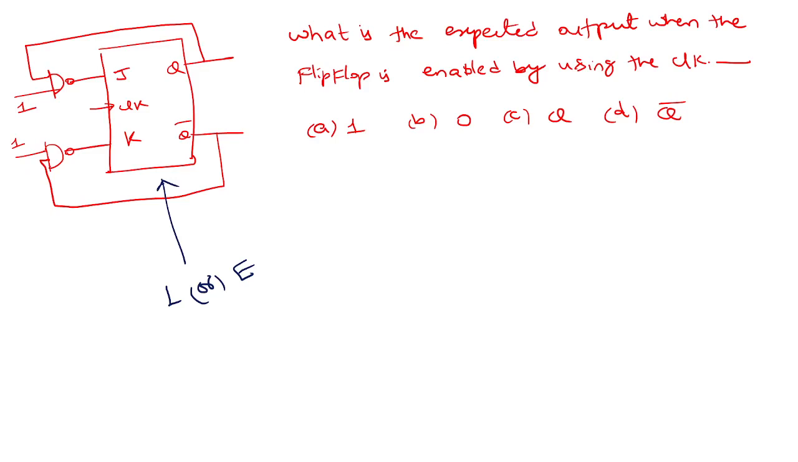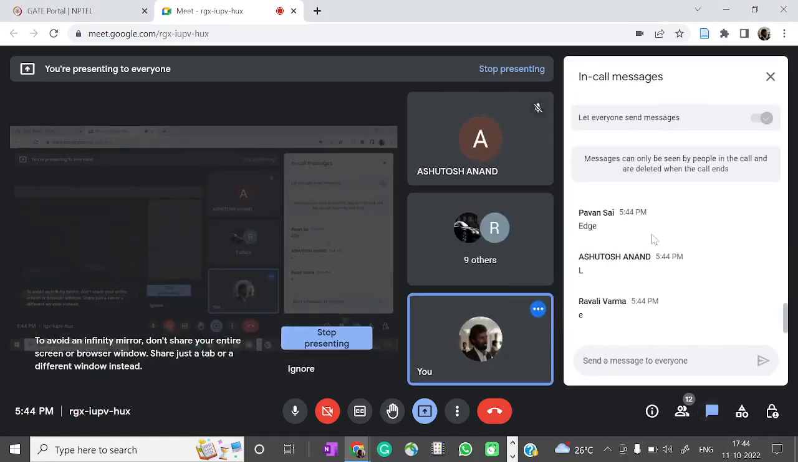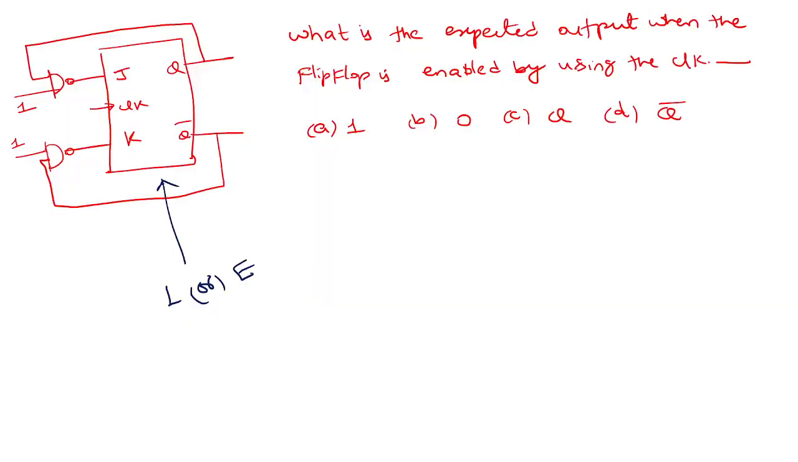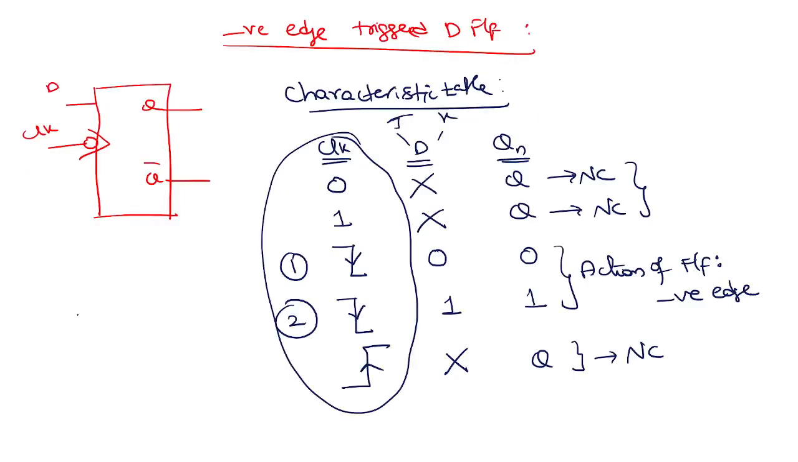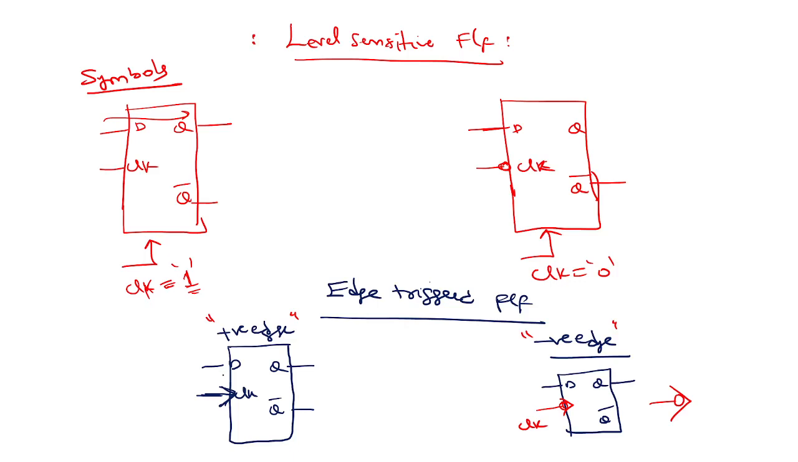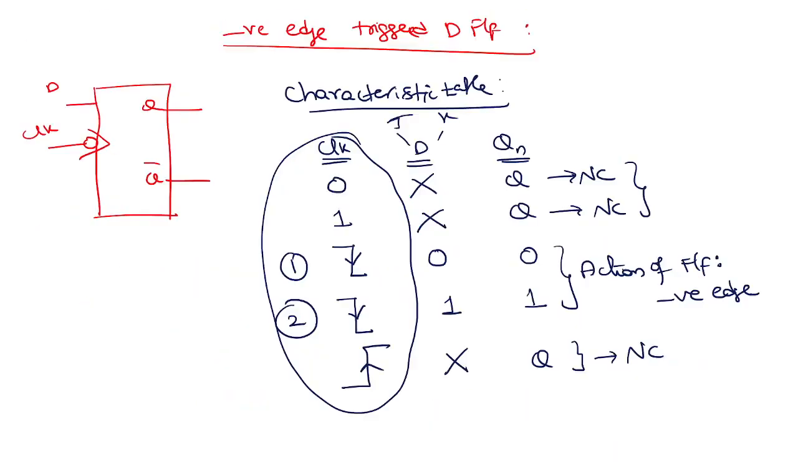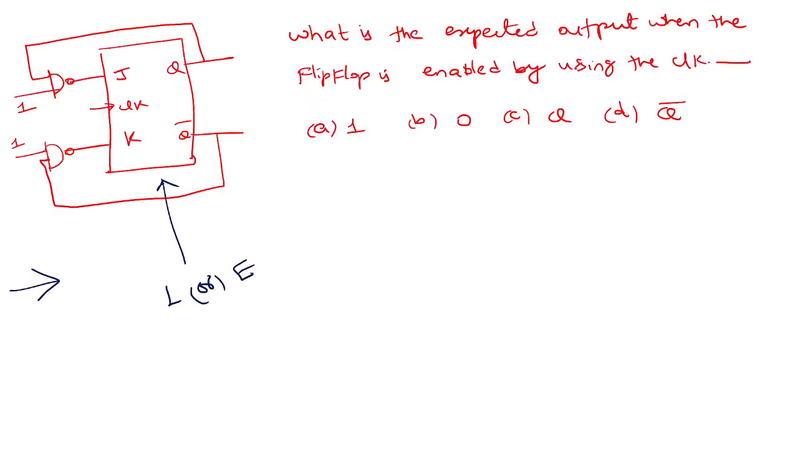Hey guys, all of you should participate in the chat, okay? Okay, Bonsai, you are right. Hey, Ashutosh, you need to think. See, the symbol is what? There is an arrow, right? What does that arrow represent? We discussed this already. The moment there is an arrow, that's the edge. If there is nothing, then it is level. And I will also tell you, 99% of the time we will be using edge sensitive. When I say flip-flop, that will be edge sensitive.